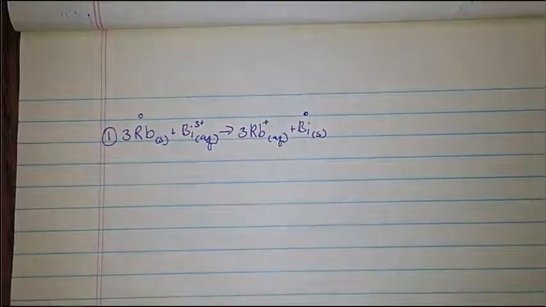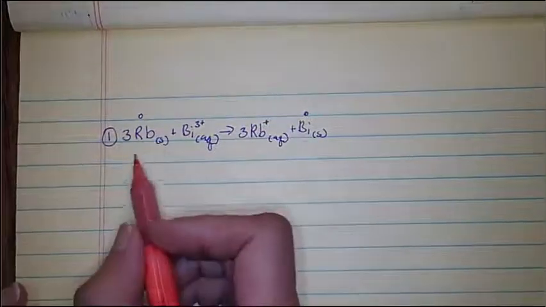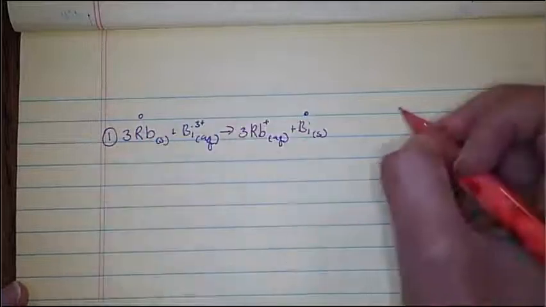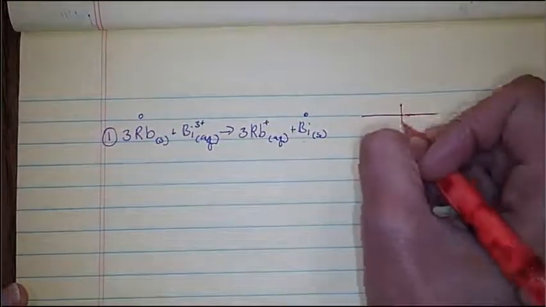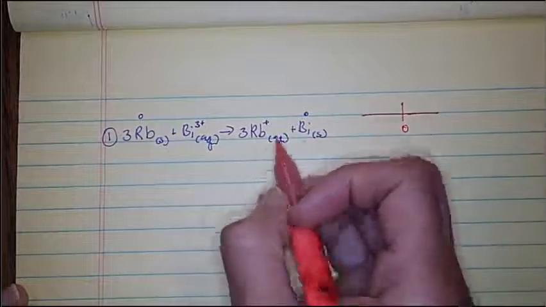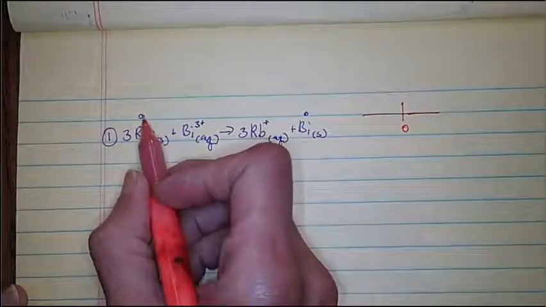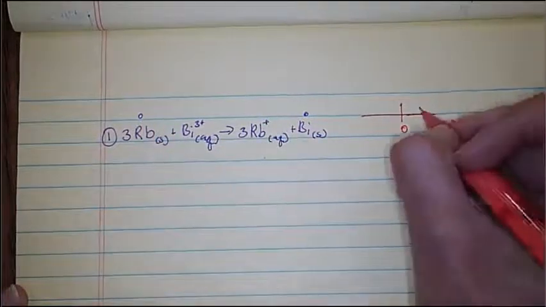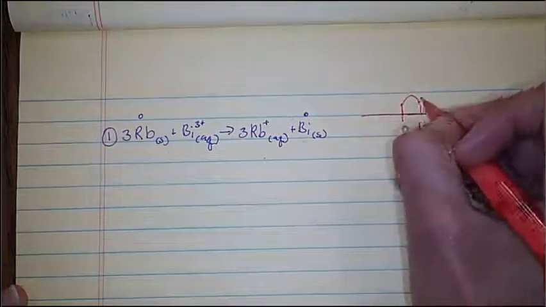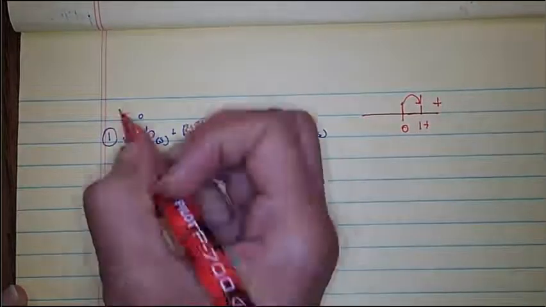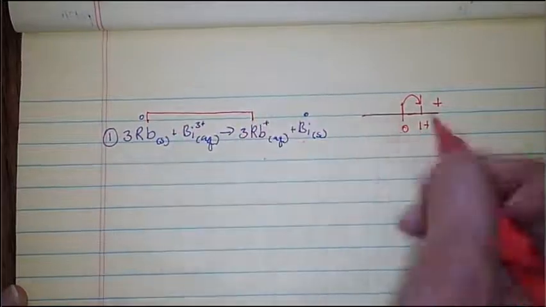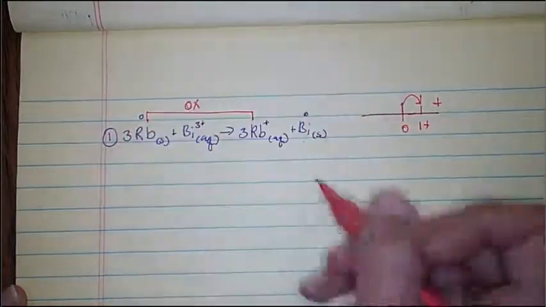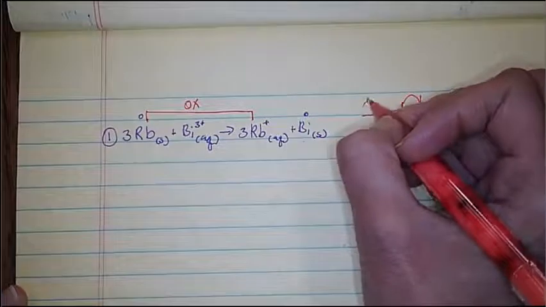So now we need to figure out which one's being oxidized and which one's being reduced. This rubidium, I draw my number line, is going from 0 to 1 plus. So it starts off at 0 and it goes to 1 plus. So it goes this way. That means it is being oxidized, that positive sign. So it's oxidation, and this is my rubidium.